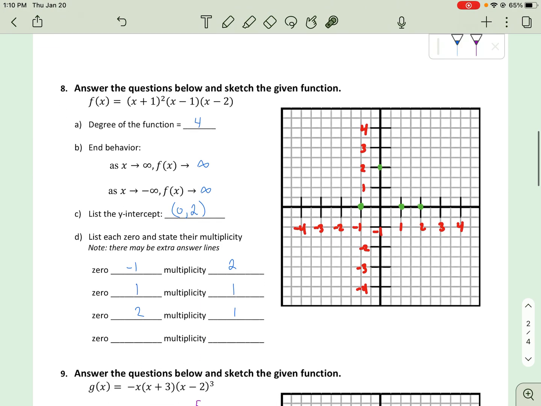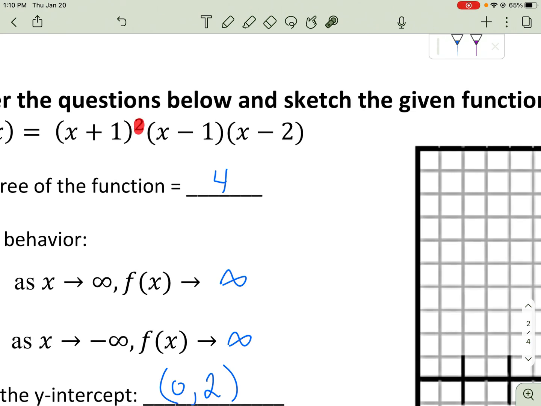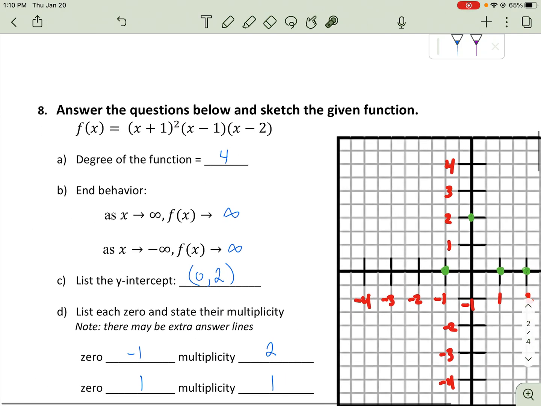Okay, number 8, the degree of the function. So imagine you multiply all this out. But we only have to look at the x's because that's going to determine our degree. So if I multiply this and I actually square it, I'm going to end up with x squared times another x here is x cubed, times another x here is x to the 4th. Or you can just add these powers. There's a 2 there plus that 1 plus a 1 right there. And so 2 plus 1 plus 1 is 4.